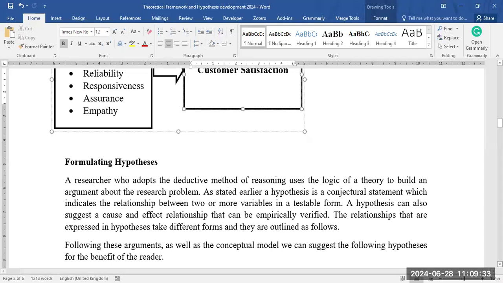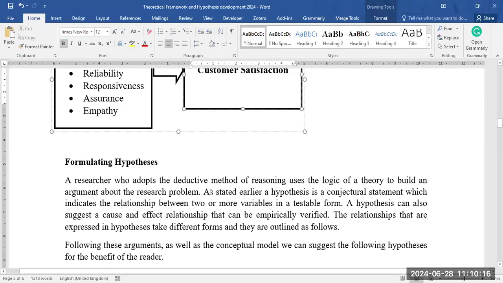Hypothesis, as we already discussed, is a statement about the relationship between the variables. A researcher who adopts a deductive method of reasoning uses the logic of theory to build an argument about the research problem. Deductive methods always try to formulate the hypothesis based on the theory. So the argument is that these dimensions are in fact influencing customer satisfaction, based on the theory of the SERVQUAL model.